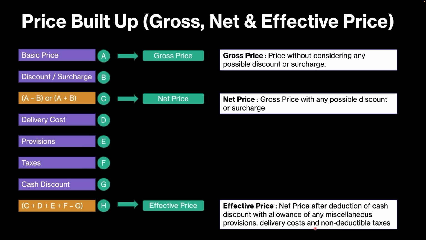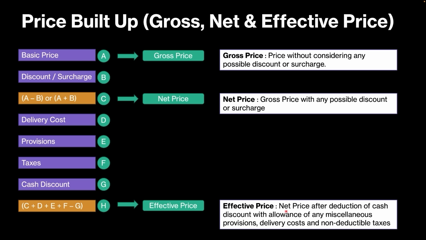Now, when we talk about taxes, only the non-deductible part will get added to your material price. Against the deductible tax, you will claim the deductions, so that amount you will not be adding to your material price. Only the tax part for which you will not be able to avail the deductions, that tax part only you will be adding to your material price to arrive at this effective price.